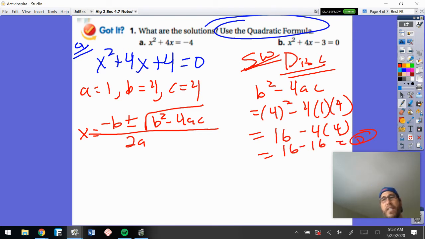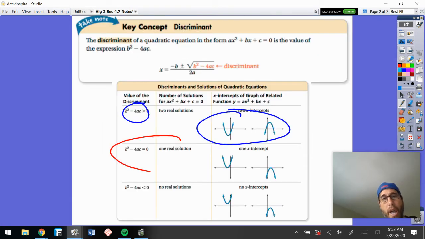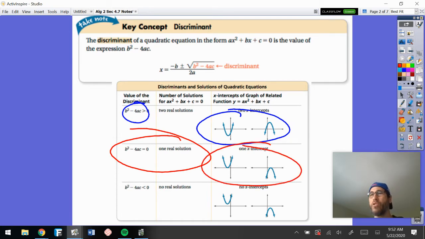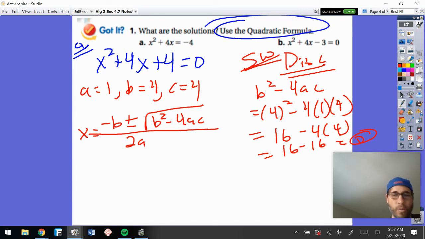Zero! Well, what did it mean if my answer was zero? Oh, if it's zero, I only get one solution. Well, how does it work out that I only get one solution? Okay, well, let's go ahead and find out what that one solution is.